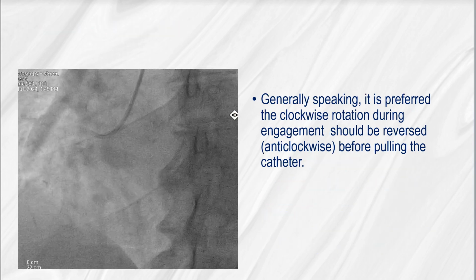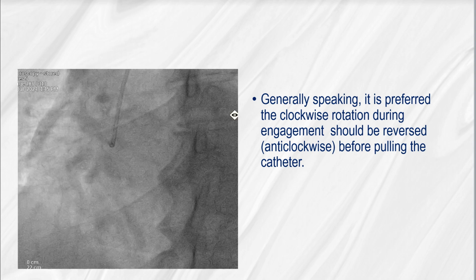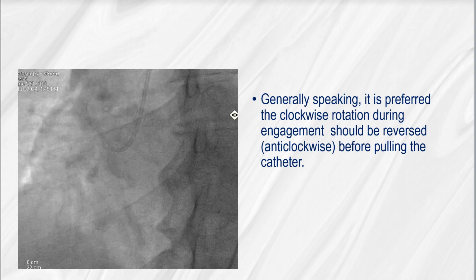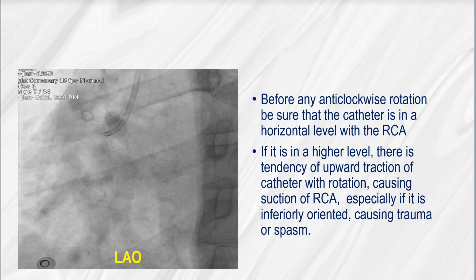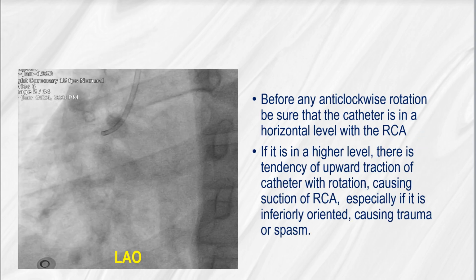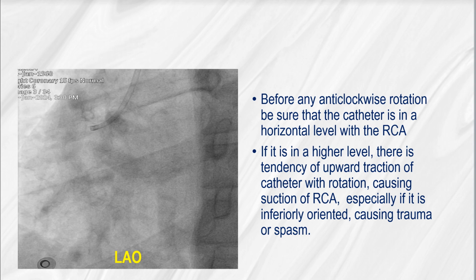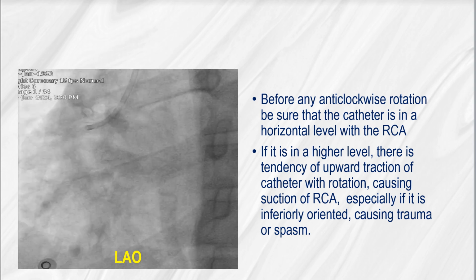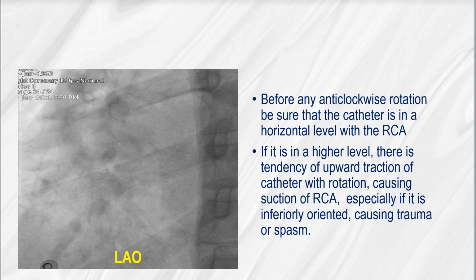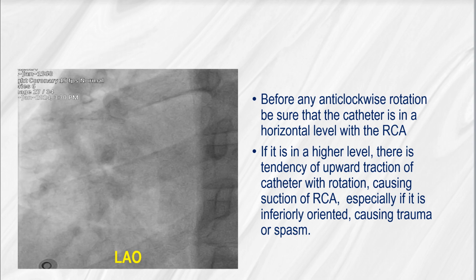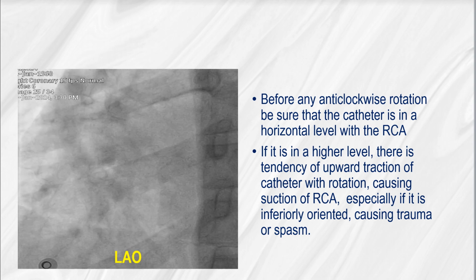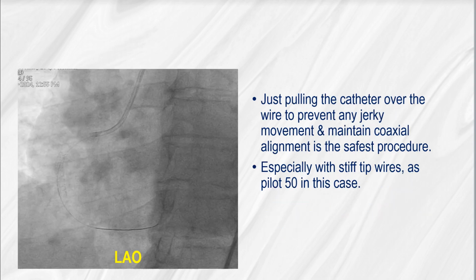Generally speaking, the clockwise rotation done during engagement should be reversed anti-clockwise before pulling the catheter. Before any anti-clockwise rotation, be sure that the catheter is at a horizontal level with the RCA. If it is at a higher level, there is a tendency of upward traction of the catheter with rotation, causing suction of the RCA, especially if it is inferiorly oriented, causing trauma or spasm.